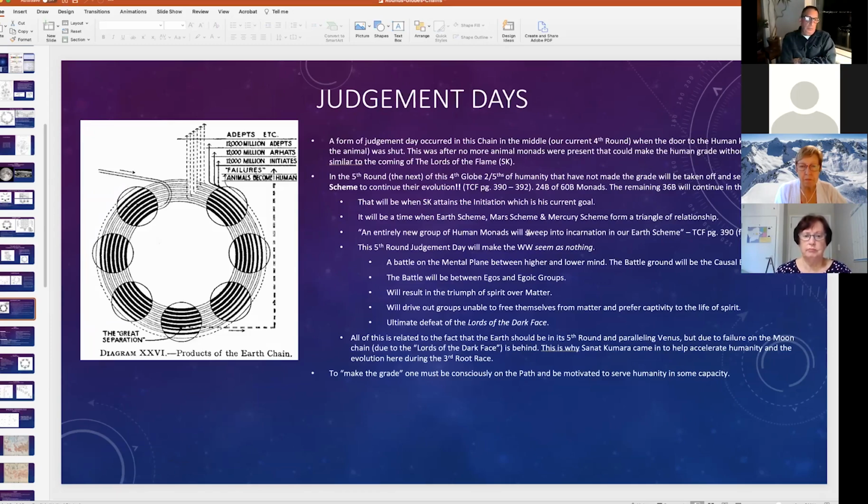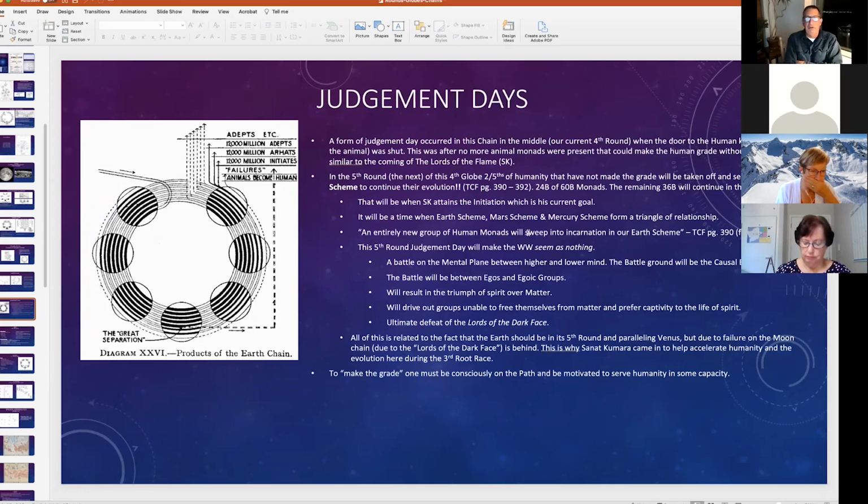And basically, DK says that two-fifths will not make the grade. And it's expected that two-fifths of the 60 billion human monads will not make the grade. And that judgment day will happen in the middle of the fifth round. So we were discussing some of the time sequences associated with that.